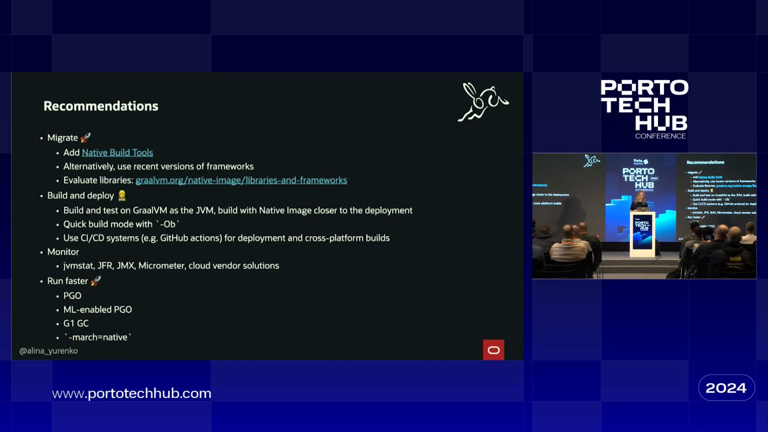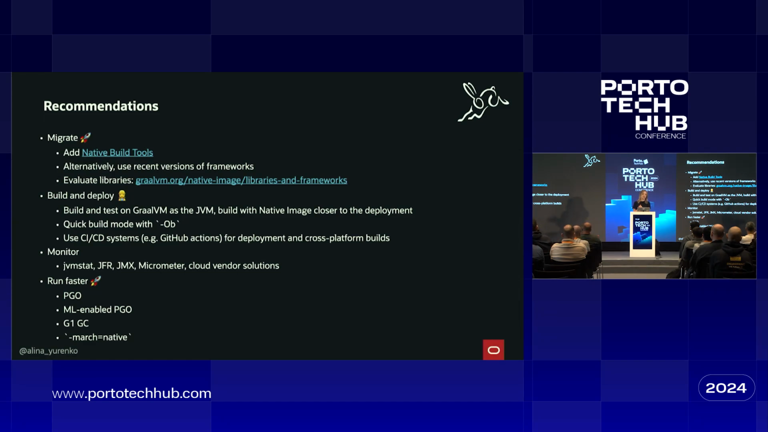And in general recommendations, if you maybe want to take one slide on how to migrate your applications to native image, this will be the slide. So the first step to migrate existing applications is to add the native build tools, the Maven and Gradle plugins, or maybe you are on a version of a framework that includes those native build tools out of the box. To build and deploy, in general, I recommend that you build your application on the JVM. You don't need to recompile to native every 5 minutes as you're introducing changes to your business logic.